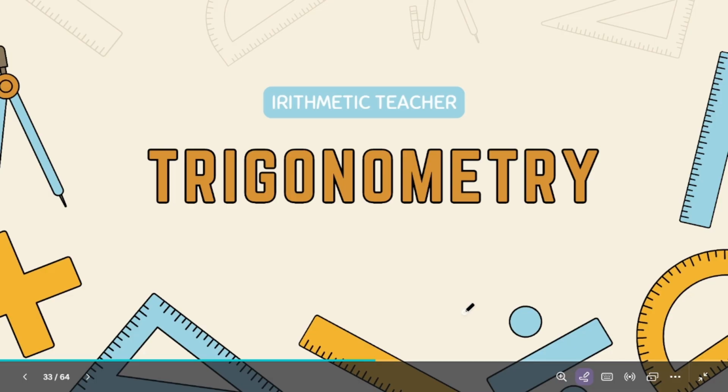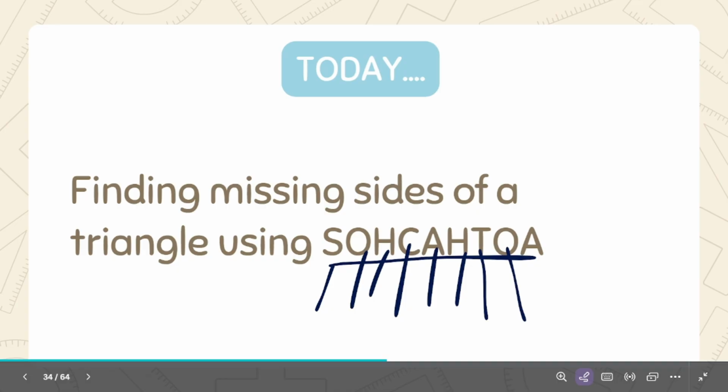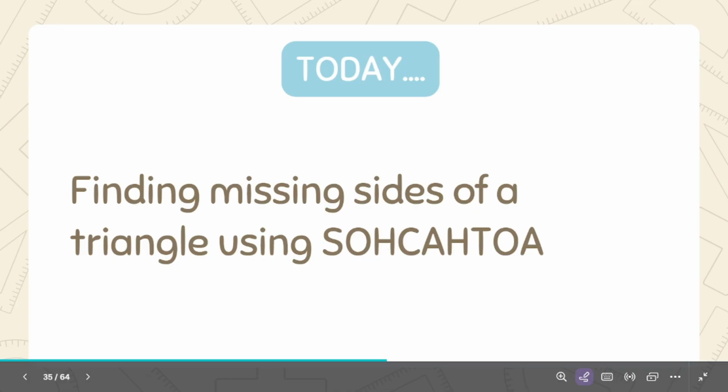Today is our class 4. In the previous class, class 3, I taught you how to use a calculator to find the unknown angle of a right angled triangle. In today's class, we'll be finding missing sides of a triangle using SOHCAHTOA. I believe you still remember what this stands for. Sine equals opposite over hypotenuse, cos equals adjacent over hypotenuse, tan equals opposite over adjacent.